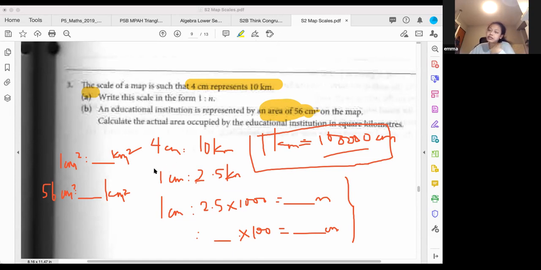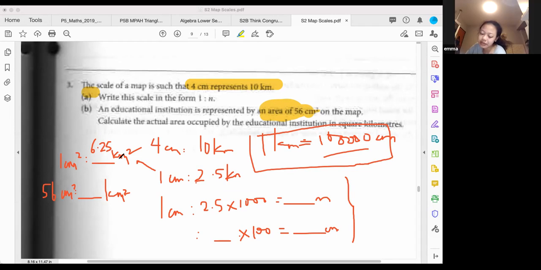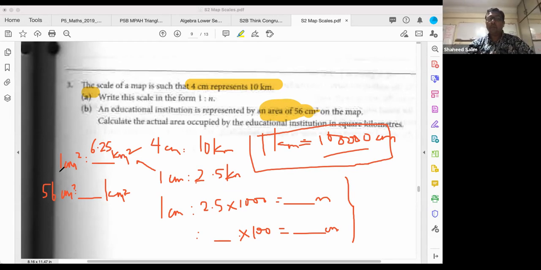Six, 0.25 times 10. 1 to 6.25, right? 2.5 times 2.5 is 6.25. They gave me some weird number. Yeah, 6.25 is correct, 1 square cm. Down here you square, right? Square 6.25, correct. Now, from 1 to 56, what do you get?